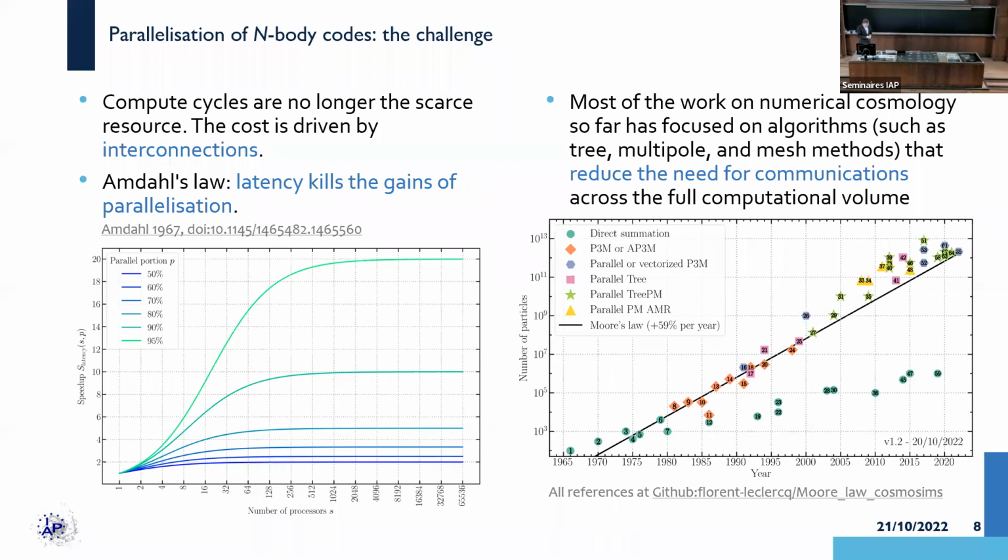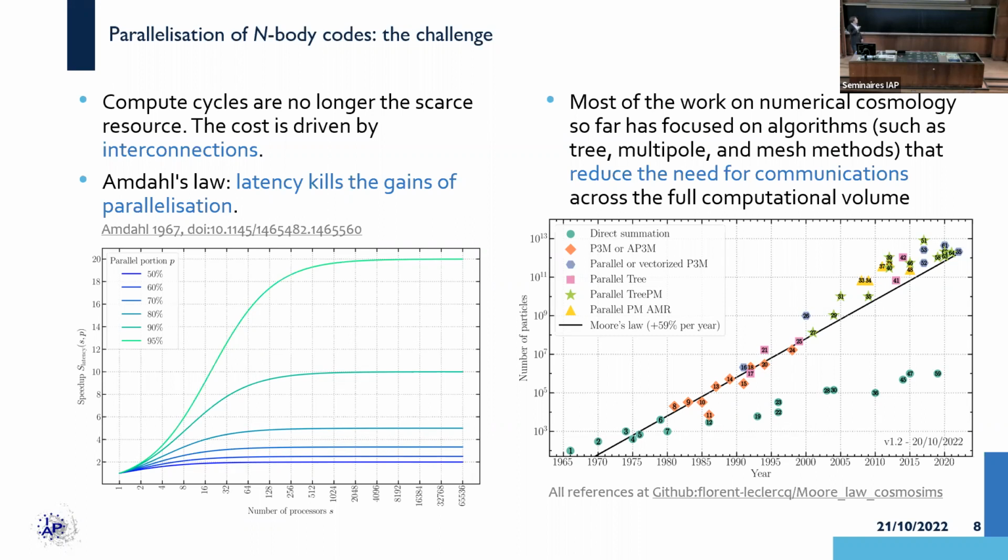And this is why most of the work on numerical cosmology so far has focused on improving the algorithms. So cosmological simulations started here, n-body simulations started by these points here. That's the direct summation, directly solving the n-square problem. And this is something which improves actually fairly quickly due to the intrinsically n-square nature of the problem. That's the green dots here.